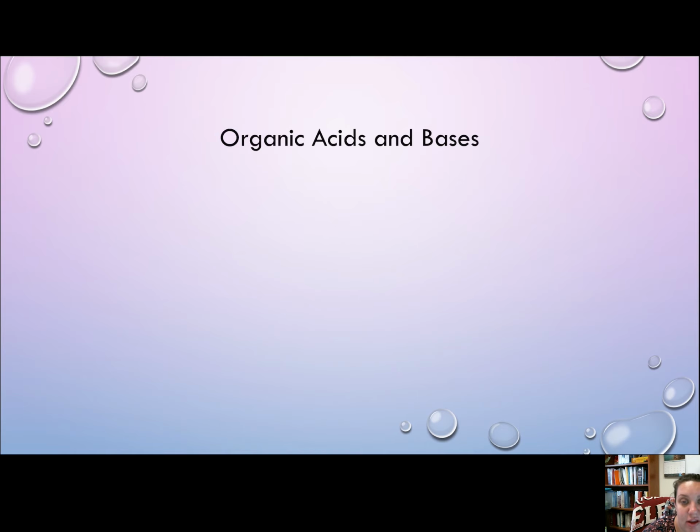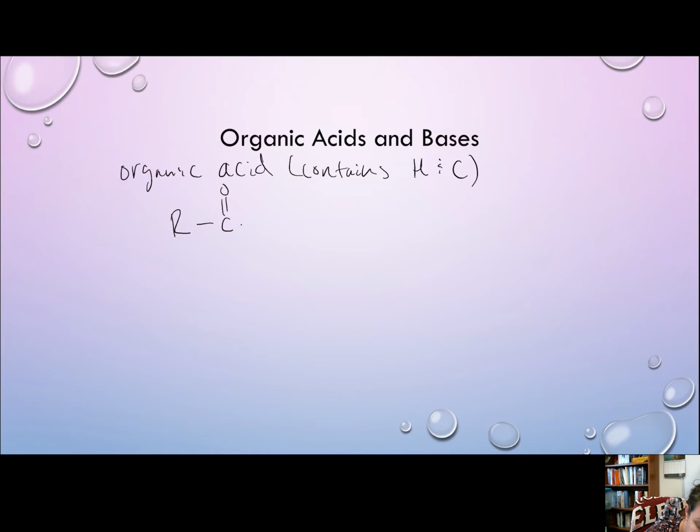An organic acid is going to be one that contains hydrogen and carbon. And one such acid is a carboxylic acid. So we have some R group, carbon, double bond oxygen, oxygen and hydrogen. This would be the acidic hydrogen. So this would be an organic acid. And then anything that contains this group, doesn't matter what the R group is, we consider that an organic acid, and we call that a carboxylic acid.